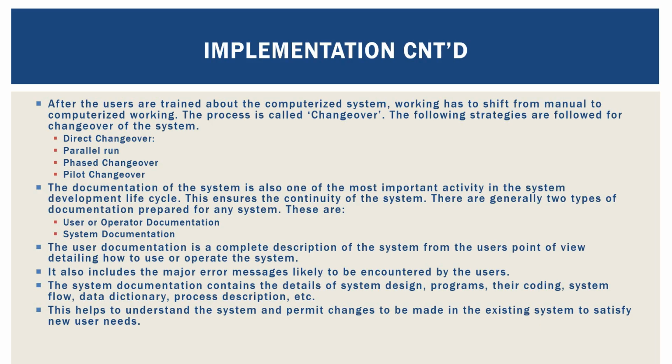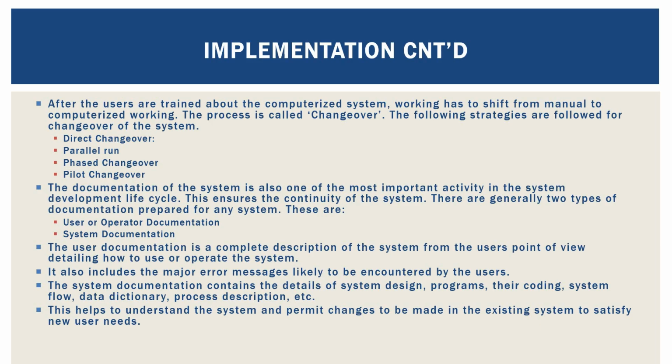But maybe just a quick one. Direct, we are discarding the old system and start using the new system. It has its advantages and disadvantages. It's up to you to go and research. Then parallel, we have both systems running at the same time. We only discard the old system when we are sure that the new system is up to standard.